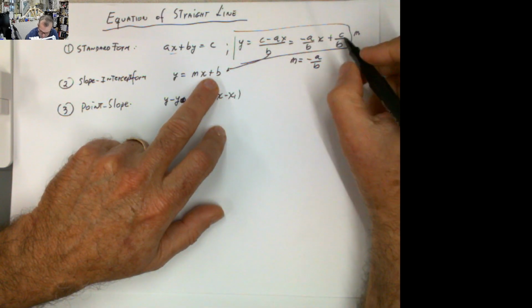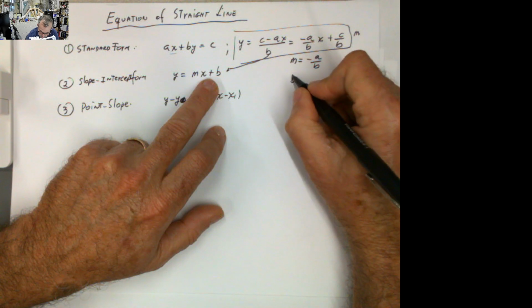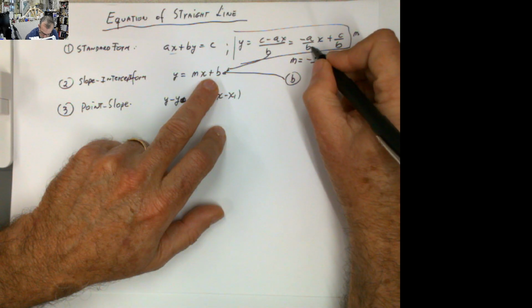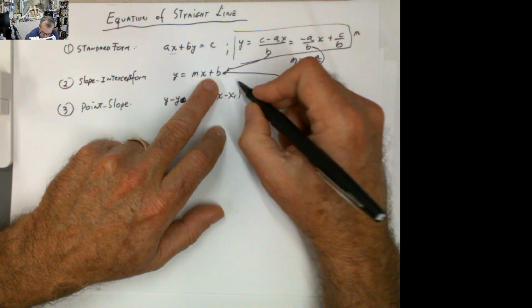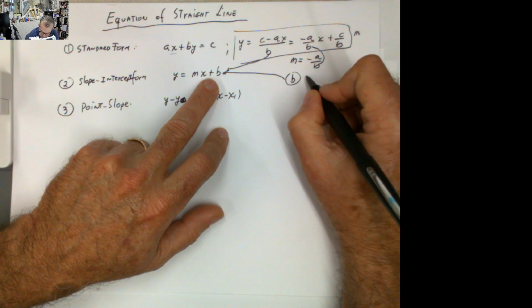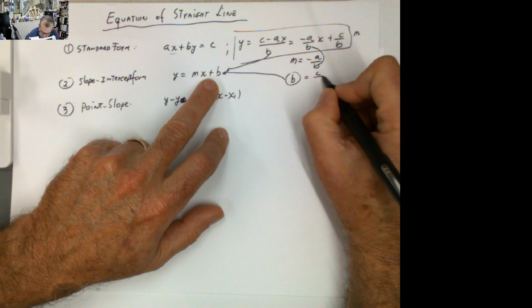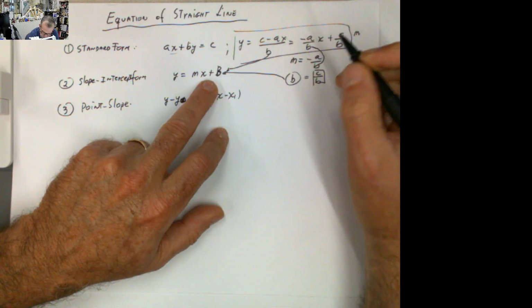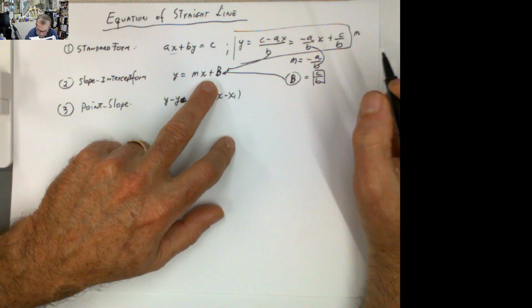And b, I know there are two b's here, but this b refers to that, or to that, and this b, the y-intercept, is c over b. I should call this capital B, okay, like that.